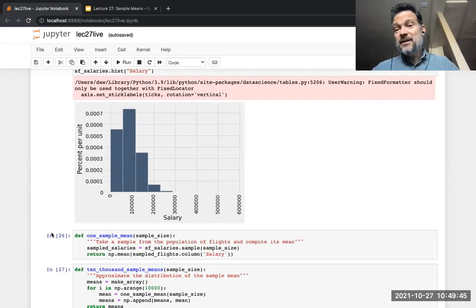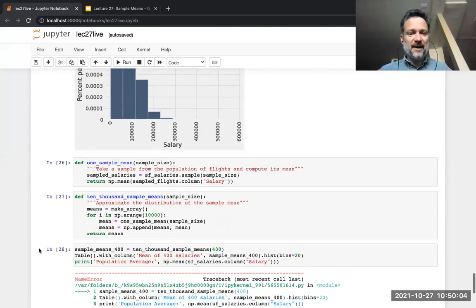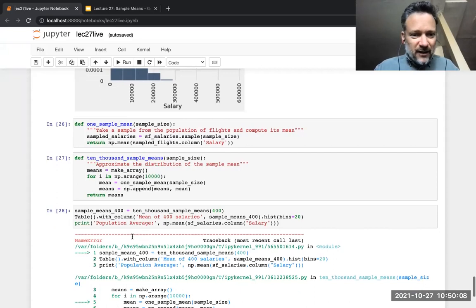We could then repeat all the same things we've been doing with the flight delays, but now do this for the San Francisco salaries. Take a sample, take the sample mean, the mean of the salaries of the people in the sample. We could look at the distribution of that sample mean. We could approximate it with the empirical distribution obtained by simulating 10,000 times. We could draw a histogram. Well, we could if I hadn't made some error here in my code.